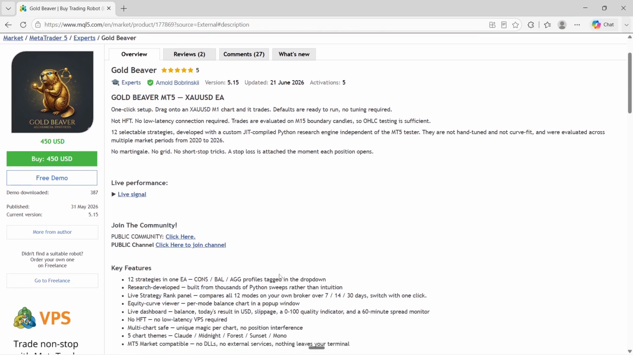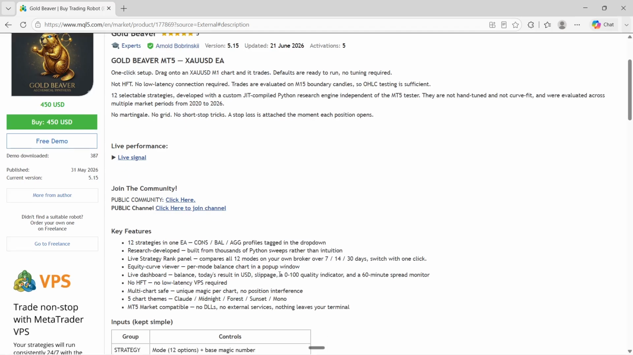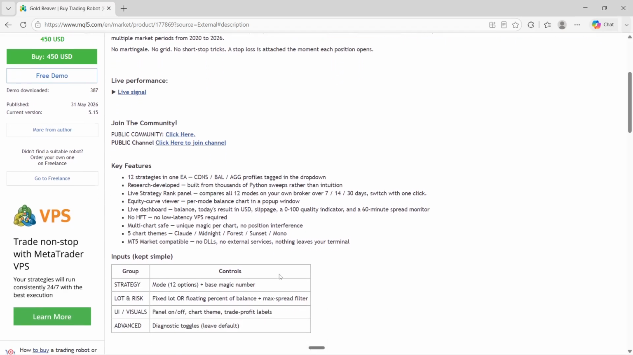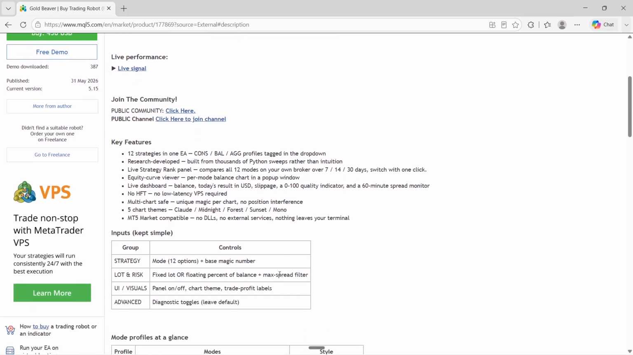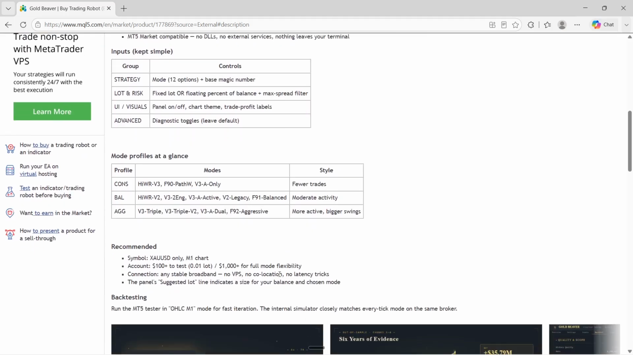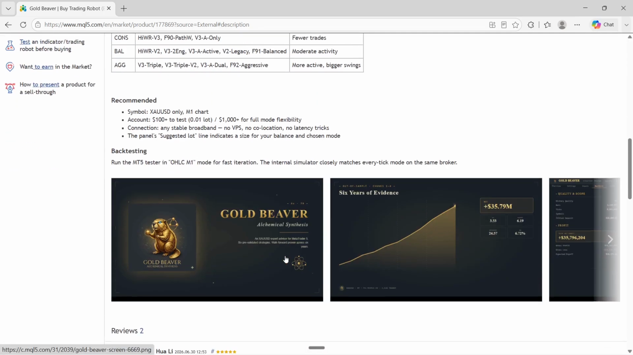In practice, begin with a conservative mode and modest risk. Use the strategy rank panel to observe recent performance on your broker and treat the strong growth figures as conditional on the tested environment. Past results never guarantee future performance. Who is it actually for and who should avoid it? This suits gold traders who want a multi-mode system with clean risk controls, appreciate built-in ranking and monitoring tools, and are comfortable selecting and switching strategies based on recent conditions.